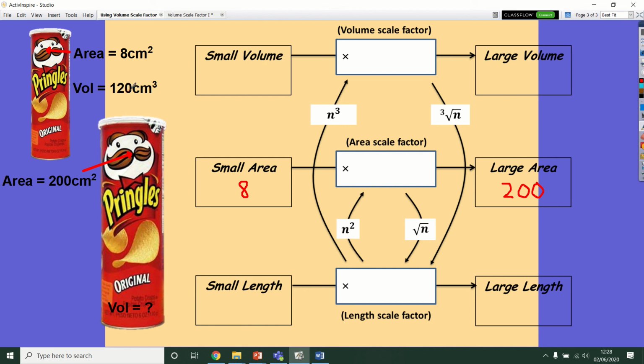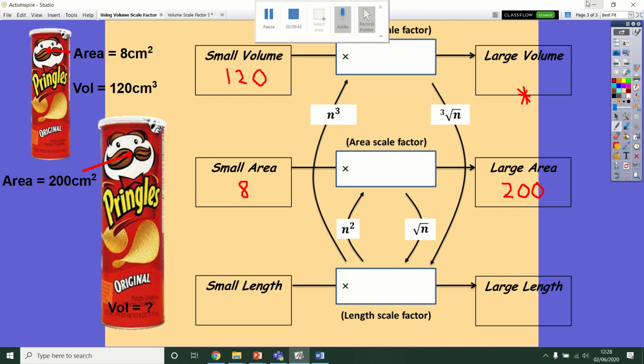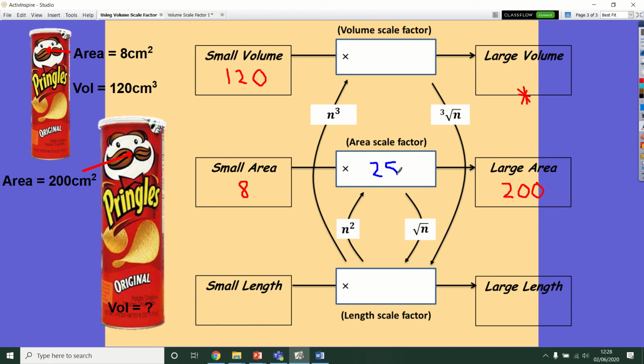And small volume is 120. All the units are matching, so we don't have to do any conversions this time. And it's the large volume that I want, the volume of the large tin, so let's put that on there. That's the one we're after. Now we've got both of the areas, so that gives us a scale factor. If you divide these two, 200 divided by 8, that's 25. So we can get started by putting that in.